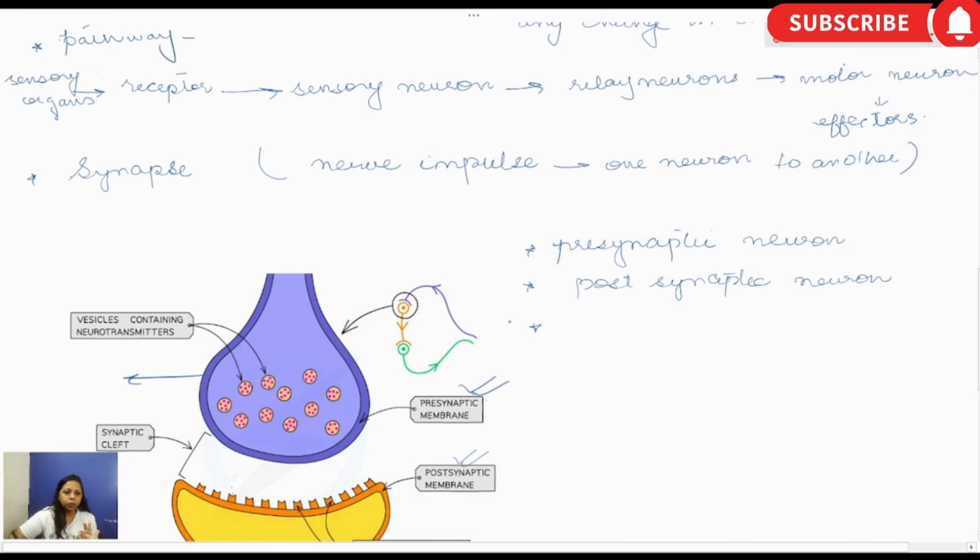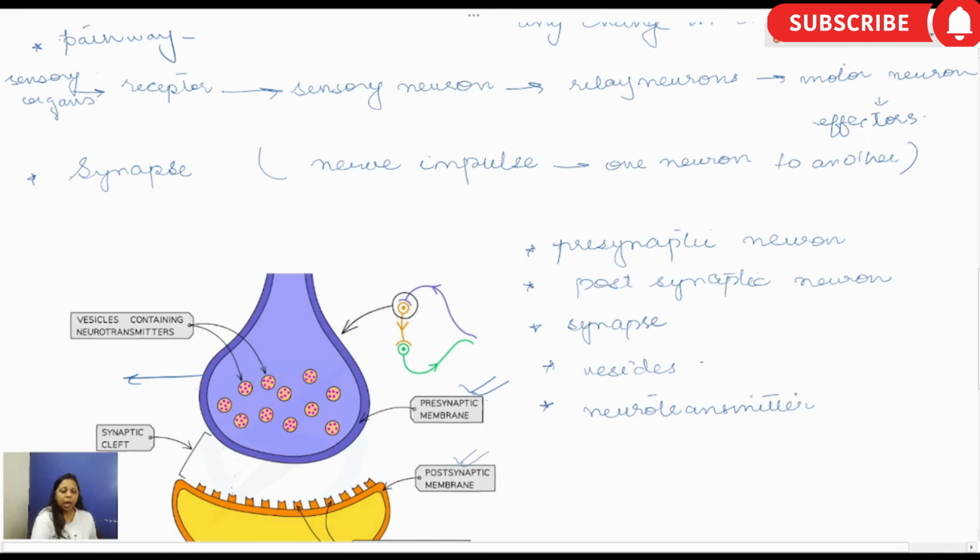Then the third part is the synapse, which is a gap in between these two. The fourth important thing is vesicles. And the fifth important thing is the neurotransmitter.